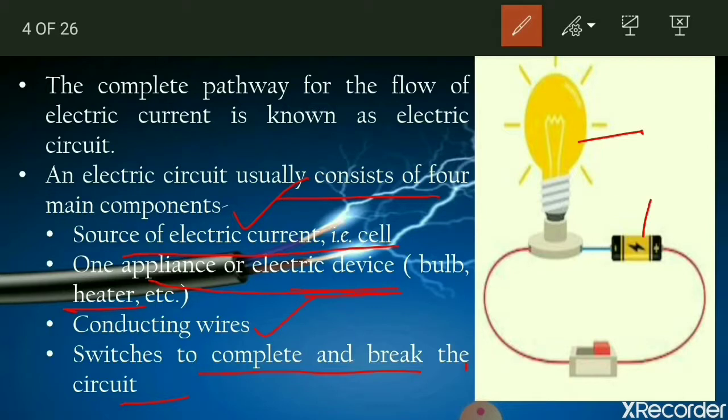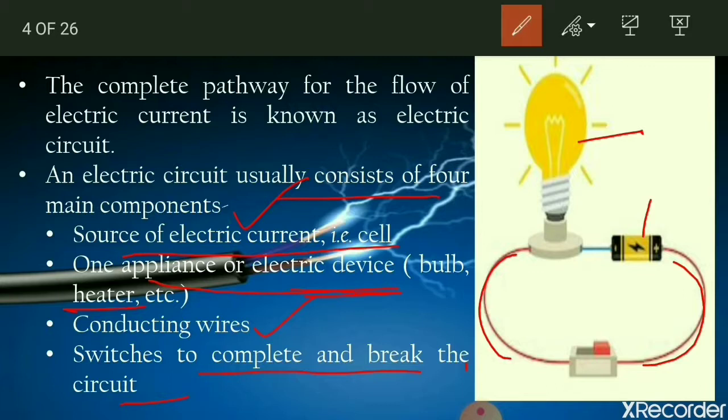We can take the example of a heater or fridge or fan, anything else. Then conducting wires. These wires are the conducting wires. You have studied about conducting wires also, because a conducting wire can conduct electricity through it. These are made up of metals. You have studied that copper wire is used as a conducting wire. We also studied in sixth class that metal wires are conducting wires because they can conduct electricity, and from outside they are covered with rubber or plastic, because rubber and plastic are insulators which protect us from electric shock.